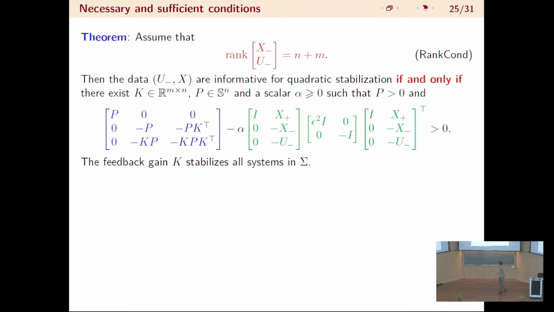So, what is the result? The theorem says the following. We need to assume that the rank of [X minus; U minus] is n plus m. So this is full row rank. Then the data are informative for quadratic stabilization if and only if there exist K and P and a scalar alpha such that P is positive definite and the matrix inequality M minus alpha N is positive definite.